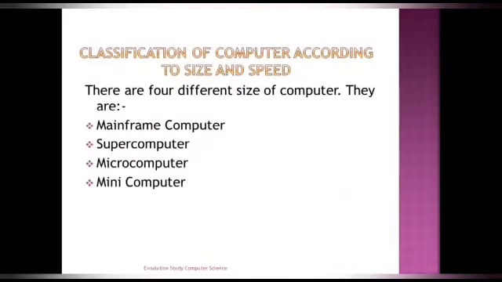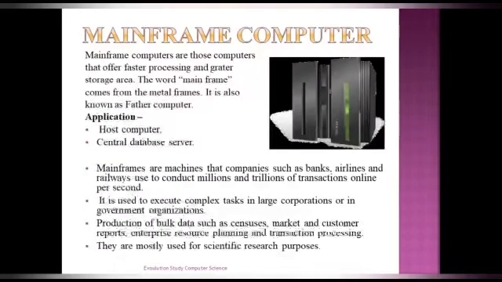Now the classification of computers according to size and speed. There are four different sizes of computer: mainframe computer, supercomputer, microcomputer, and minicomputer. Now we will discuss what a mainframe computer is. Mainframe computers are those computers that offer faster processing and greater storage area. The word mainframe comes from the metal frames. It is also known as the father computer.